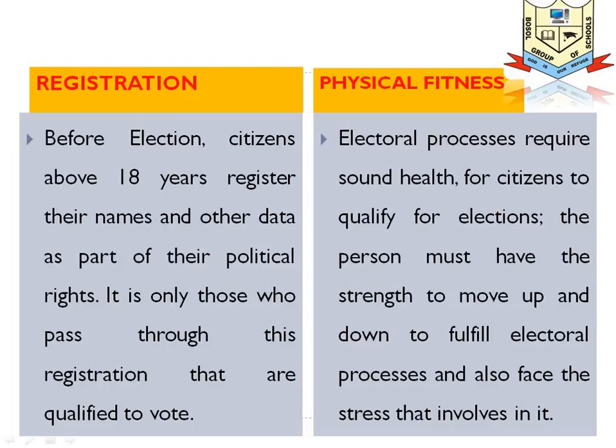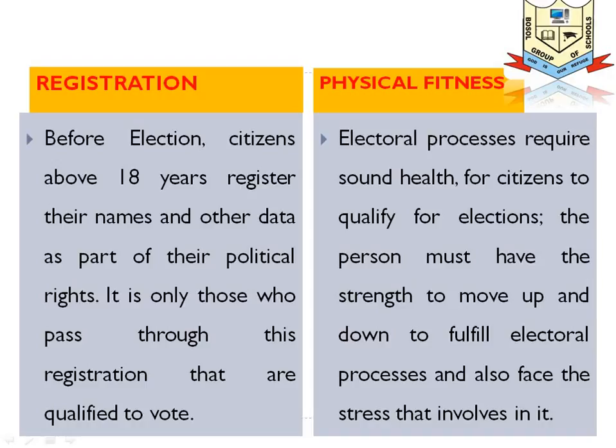Another qualification is registration. Before election, citizens above 18 years register their names and other data as part of their political rights. It is only those who pass through this registration process that are qualified to vote during election. If an individual is up to 18 years of age, but during the registration process, he or she did not participate at all, such an individual will not be able to vote during election.